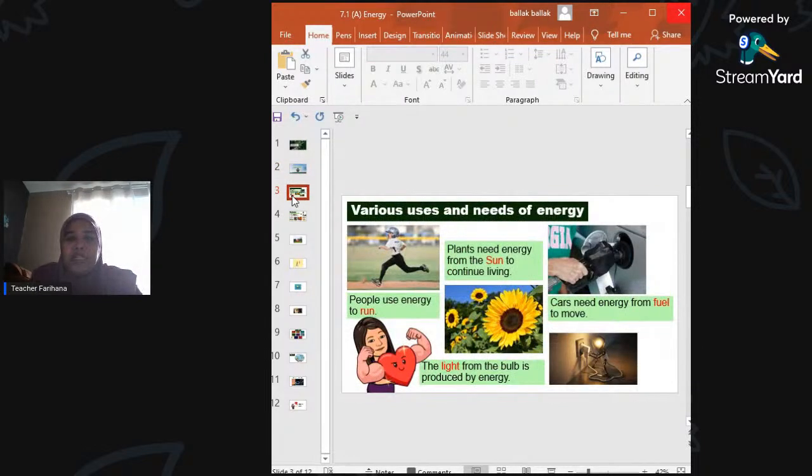Okay, there are various forms of energy. For example, people use energy to run. Plants need energy from the sun to continue living. Cars need energy from fuel to move. Light from the bulb is produced by energy.